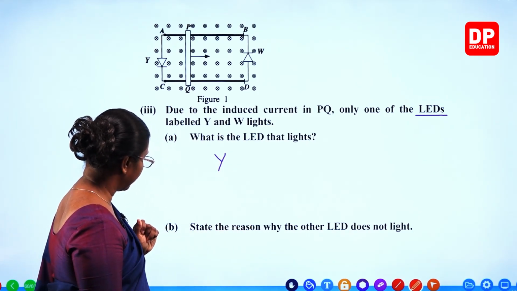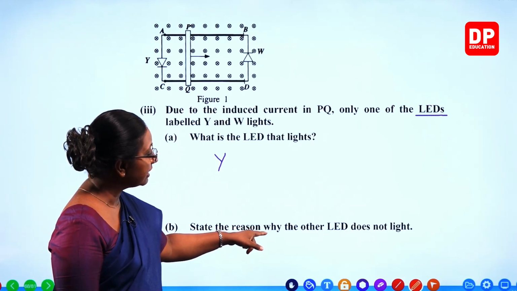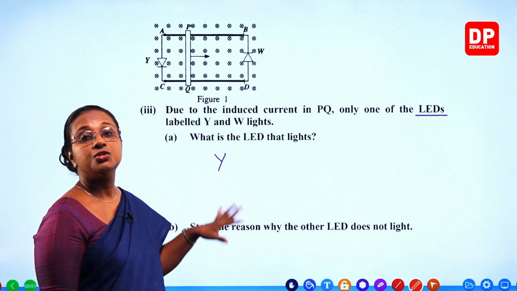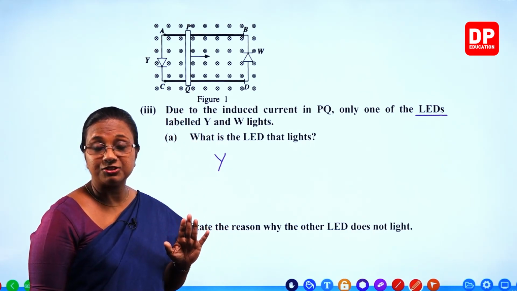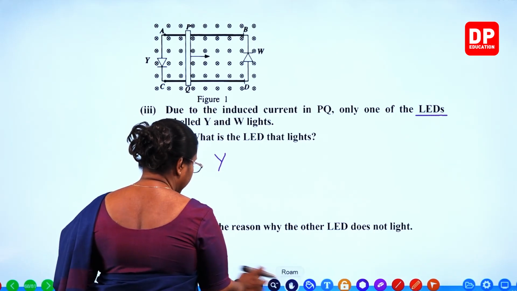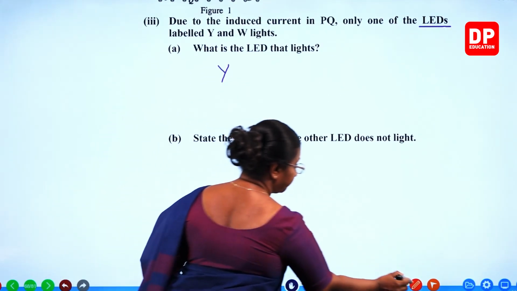Then part B of the question: state the reason why the other LED does not light. So you can say W is not forward biased in the direction of the current flow. So that is what we need to write there.